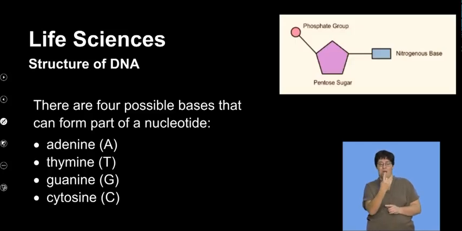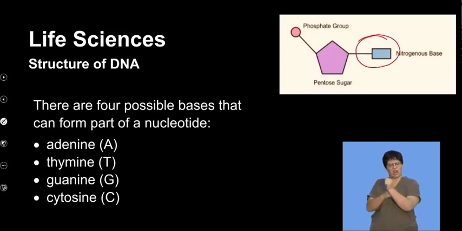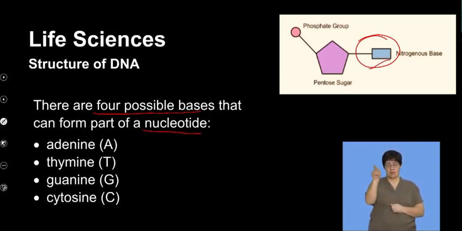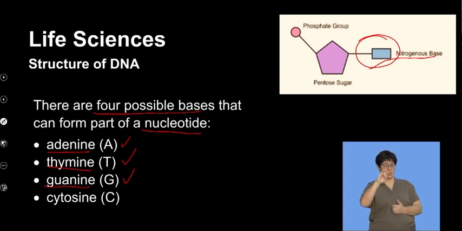Let's move on. When we look at the structure of these nucleotides, it's important that we recognize that there are 4 possible bases that can form part of a nucleotide. And these nitrogenous bases, which we refer to sometimes as bases, are adenine, and we often use the symbol capital A to represent that. Thymine, we use the letter capital T to represent that. Guanine, capital G, as well as cytosine with a capital C.